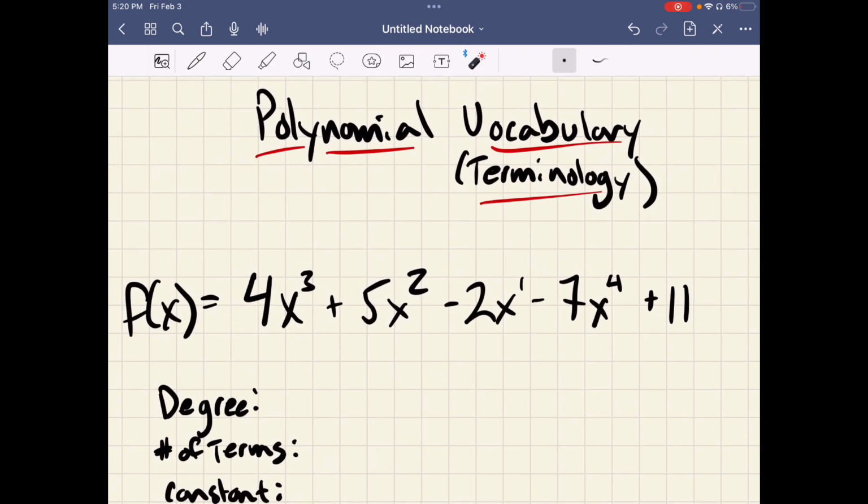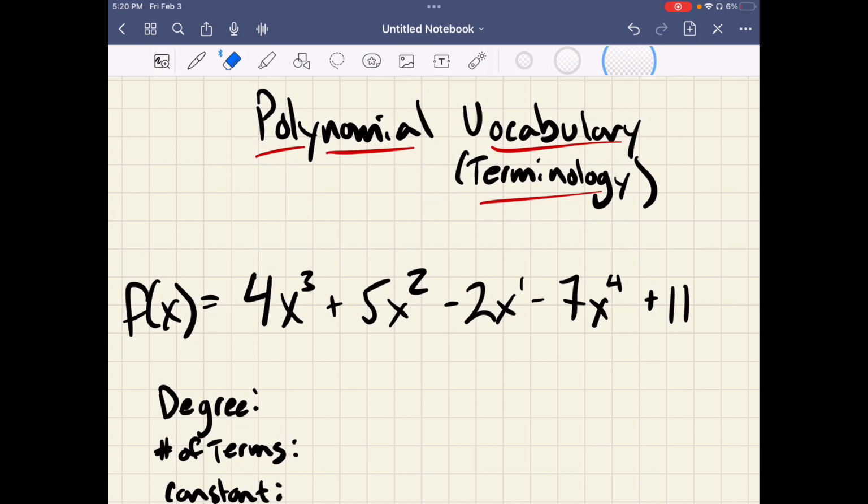So the first one we're going to look at is the degree. The degree is determined by the largest exponent inside of our polynomial function. If we notice here, we have a 3, a 2, a 1, and a 4, and then here we have no exponent because we have no variable. We'll talk about what that means in a second.